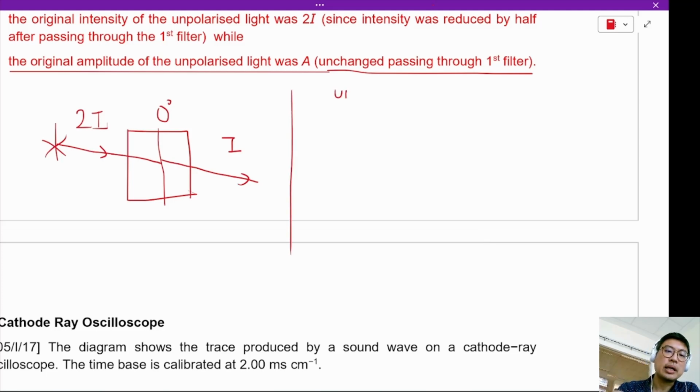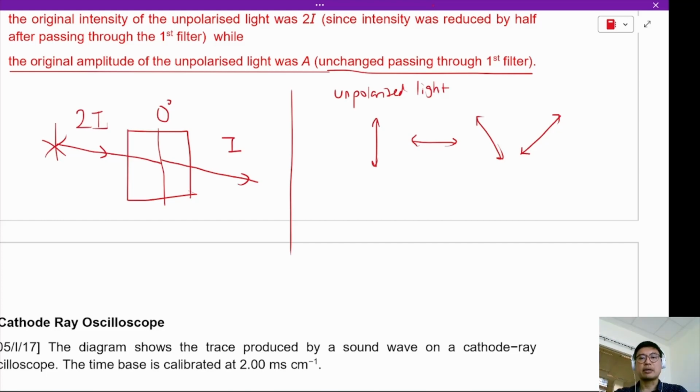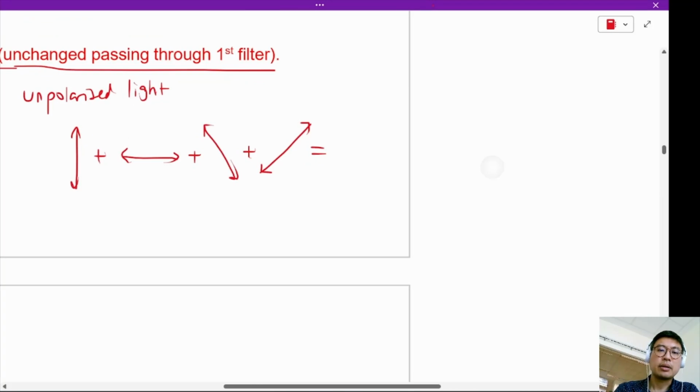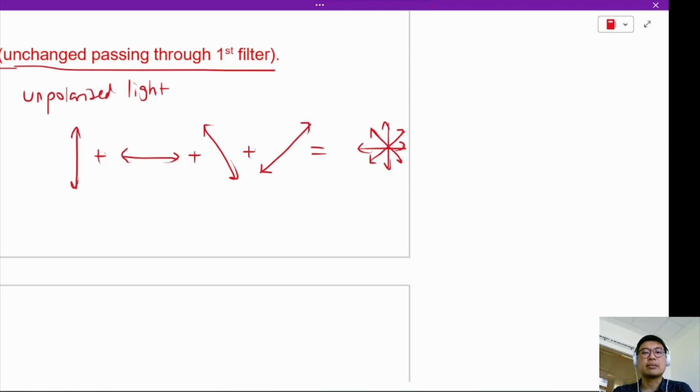Now, unpolarized light is made up of many different polarizations. It could be vertically polarized, horizontally polarized, or polarized at any angle. Basically, you can be polarized at any angle. You add it all up together and it equals unpolarized light, with the electric field oscillating at any angle.